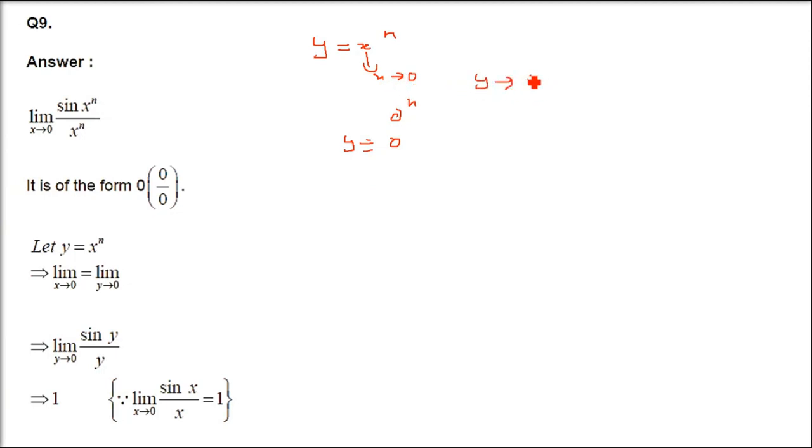So x is tending to 0 in case of y equals x to the power n. Y tends to 0 also. So apply this limit, y tends to 0. Now you have sin y by y. Now you know sin x by x is equal to 1, so sin y by y will also be 1. So this is going to be 1.